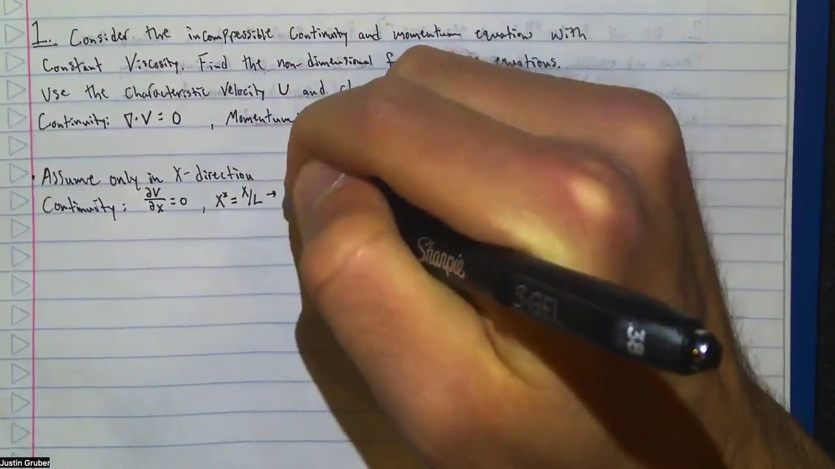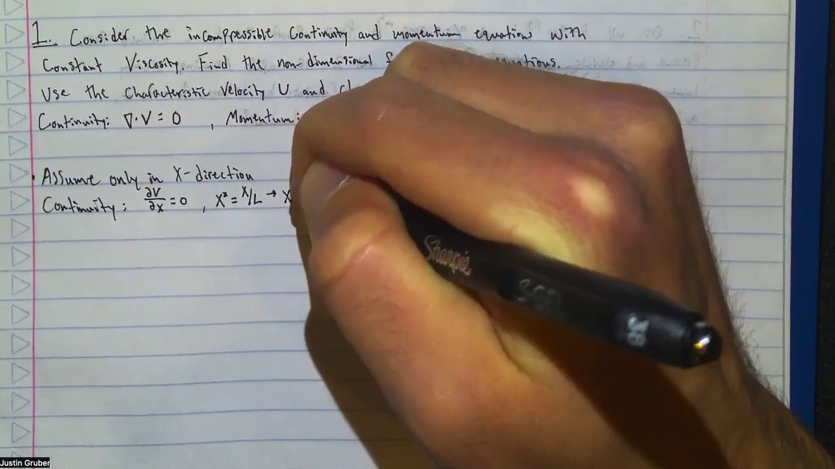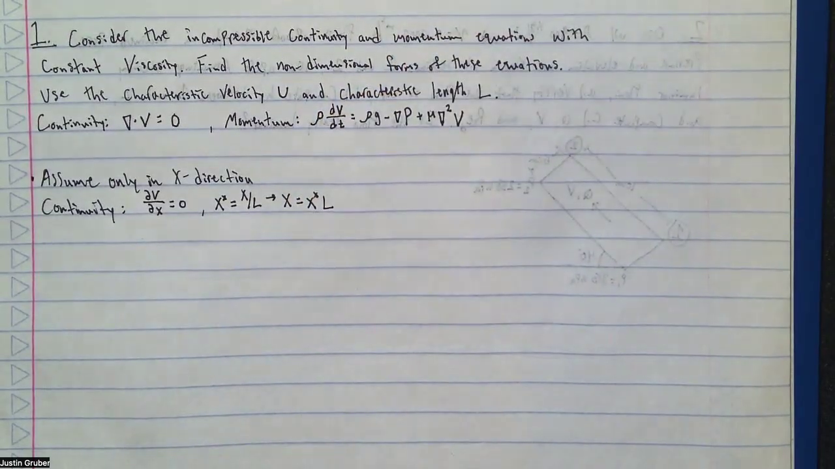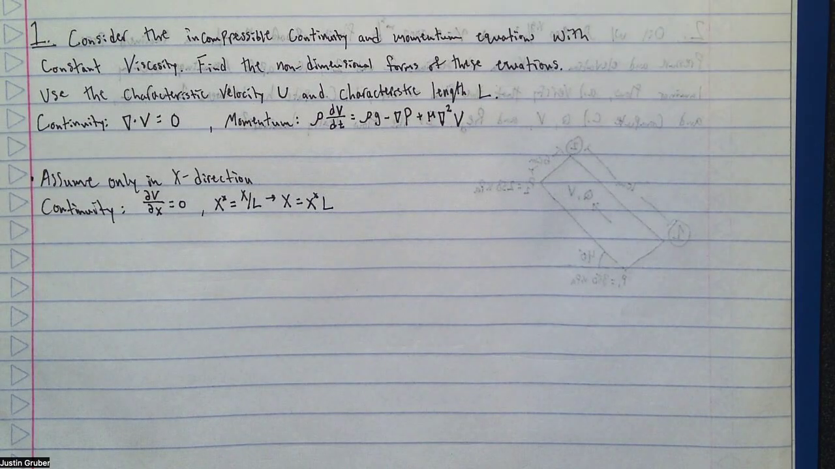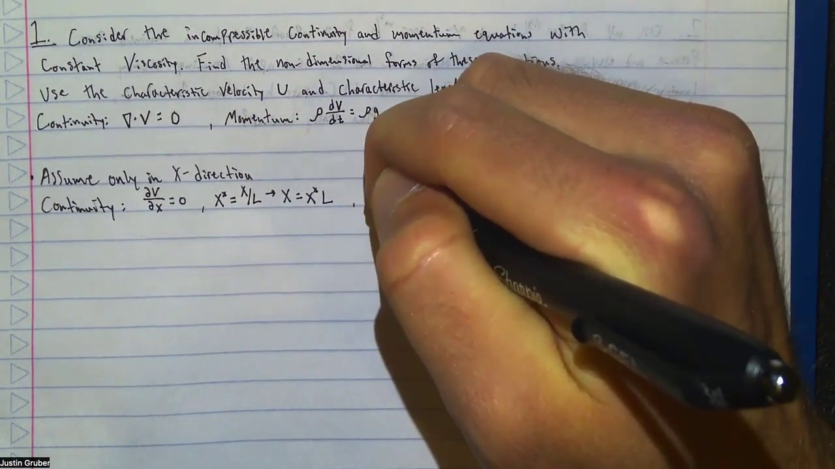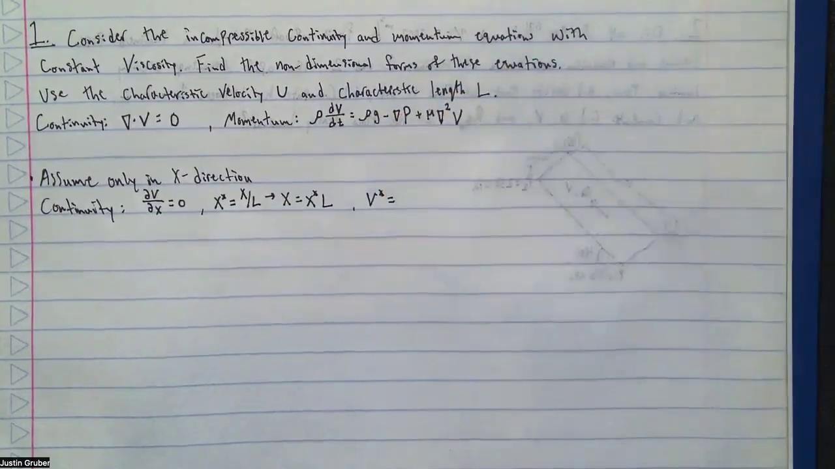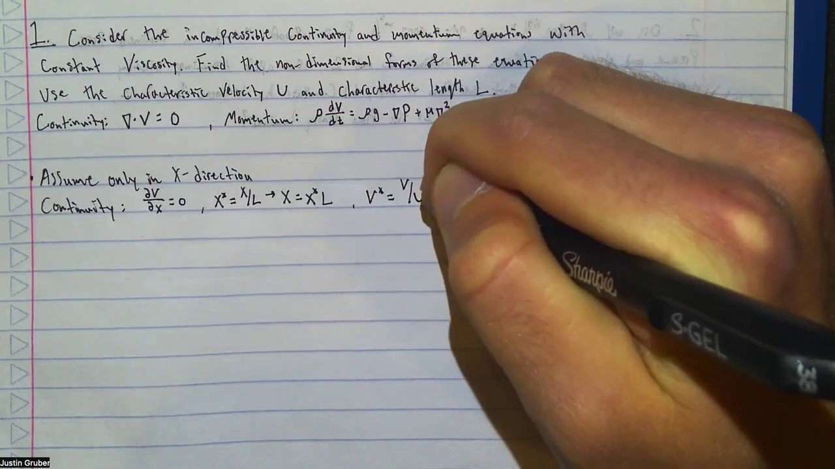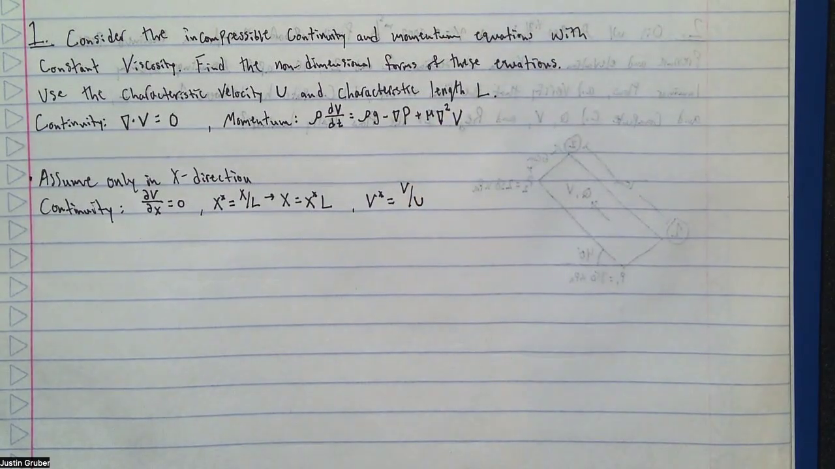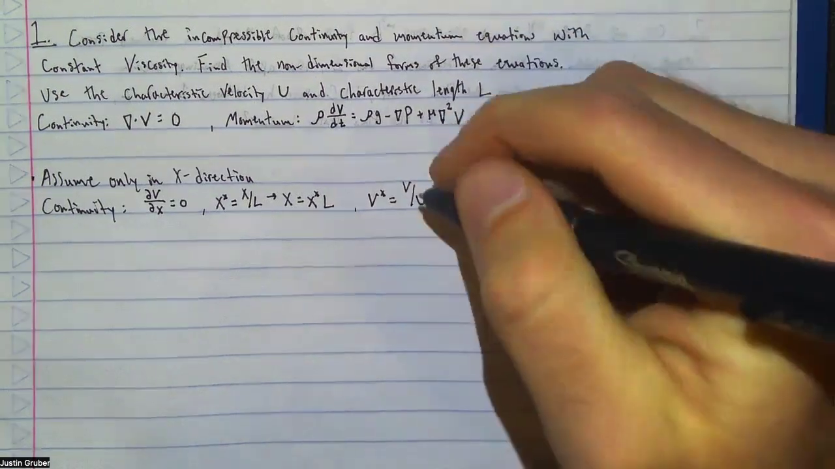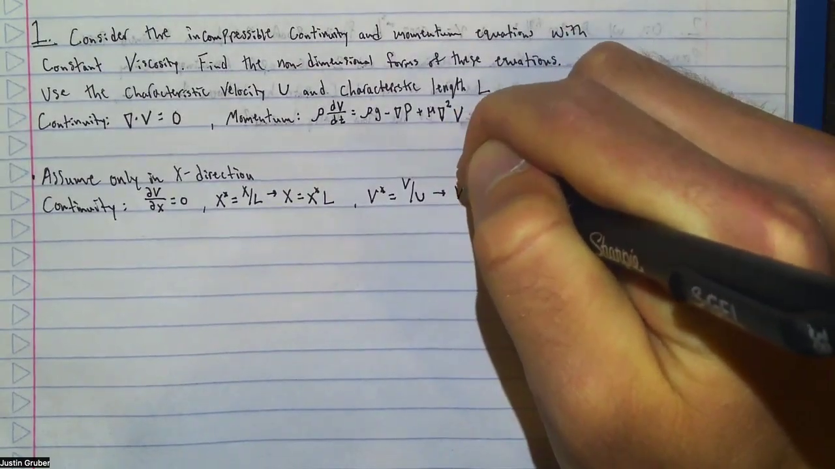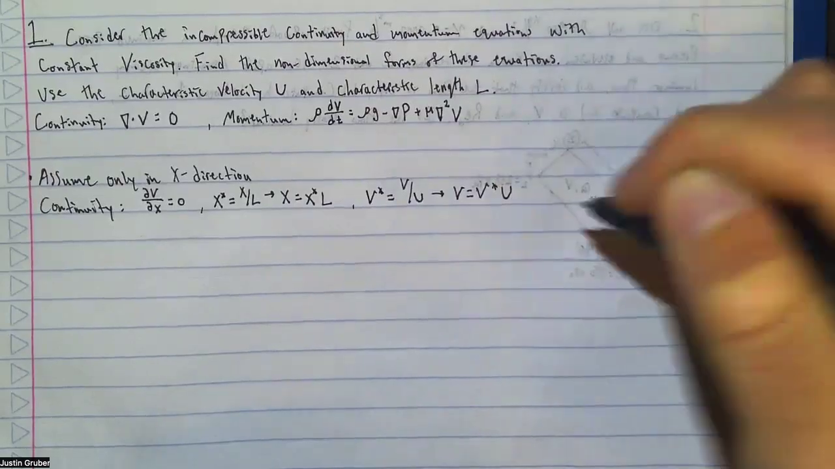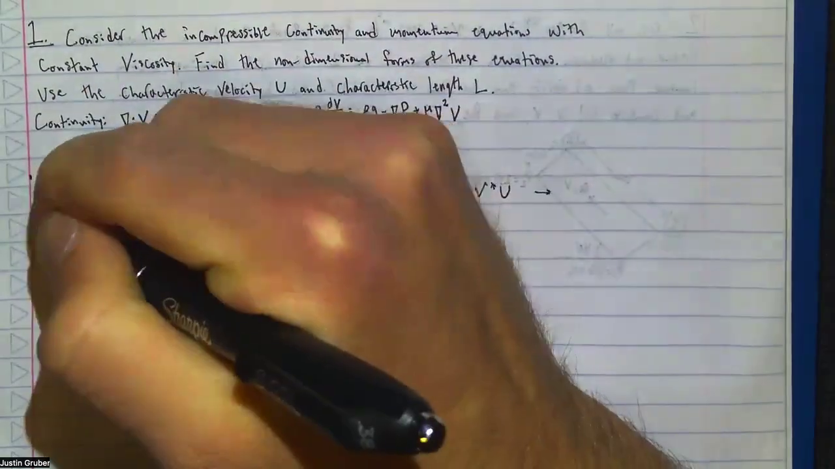And also by definition, so we can substitute things in later, we have x star times L is what x actually equals. Now we do the same thing for the velocity. Let's say v star equals, what are we going to do here? Well, we've got v over U, because we're given a characteristic velocity, so we're going to use that. And so again, we have v equals v star times U. Cool. Now plug this back in.